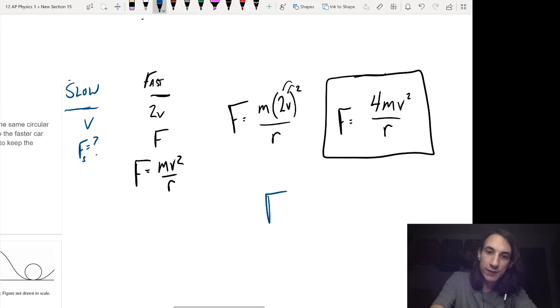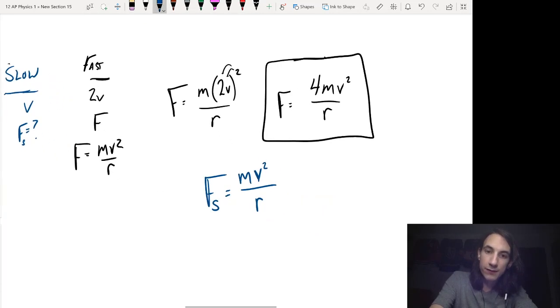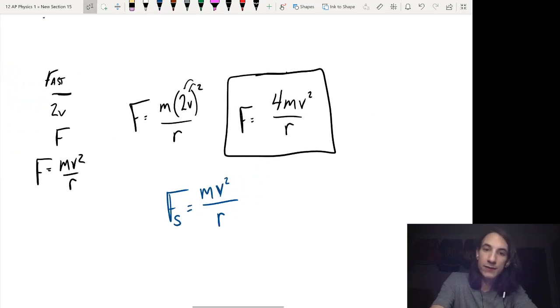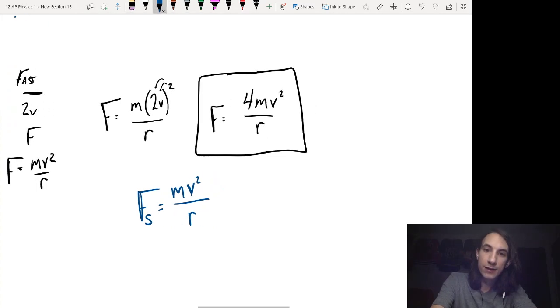So we're looking at what is F slow. F slow is equal to the same mass, the same r, and we're moving with a speed of v, so we can plug in v squared. So F slow is equal to mv squared over r. And comparing and plugging in F, we can say that F is equal to 4 times this mv squared over r.